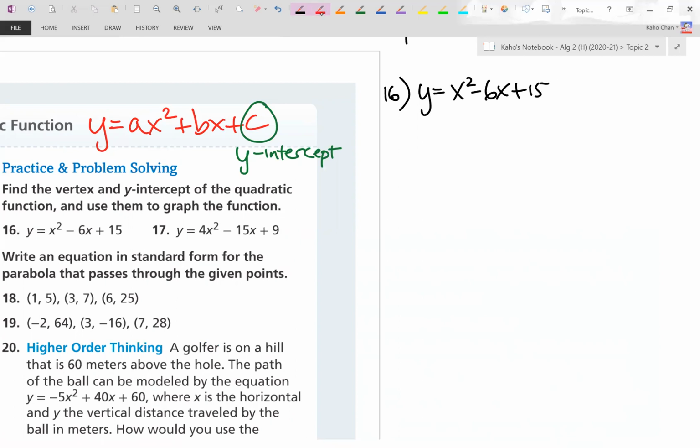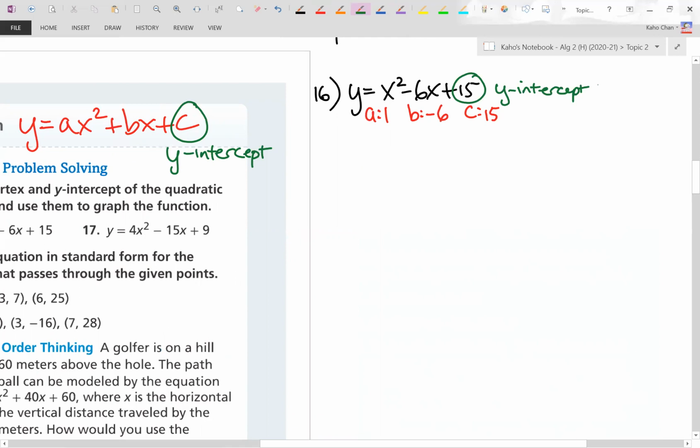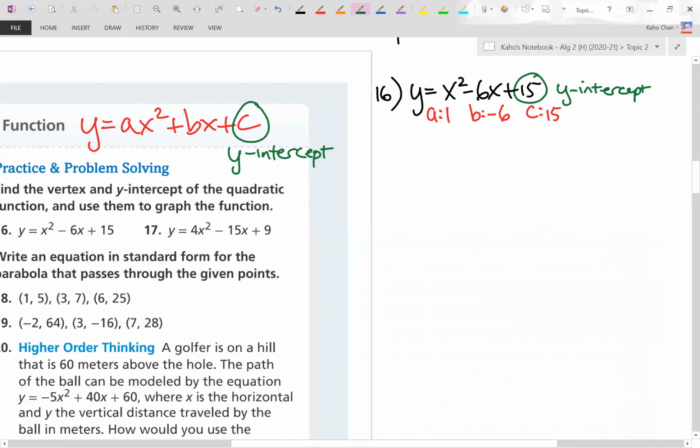And if you need to compare, there's your a right there. A is 1. B is, of course, -6. And C, of course, is 15. In fact, 15 is your y-intercept. That's where the parabola crosses the y-axis. Okay? I do need to find the vertex of this particular quadratic.